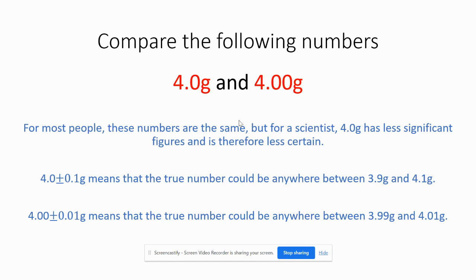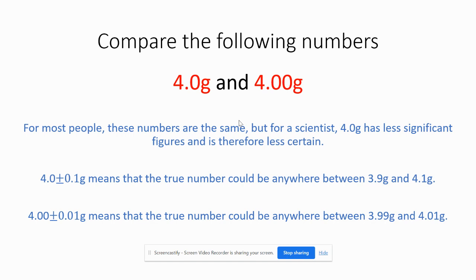Let's compare these two numbers as an example. We have 4.0 grams and 4.00 grams. For most people, these numbers are the same, but for a scientist, 4.0 grams has fewer significant figures and is therefore less certain.